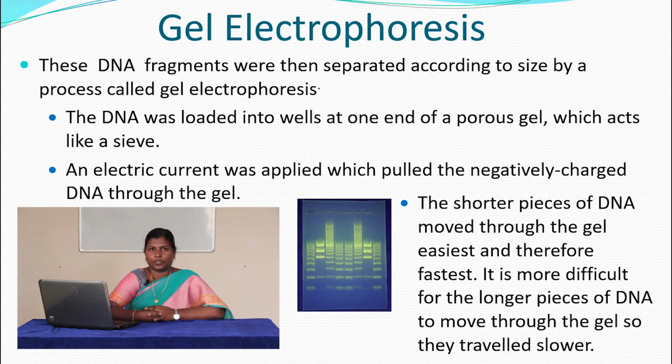What do we do? The DNA is loaded into wells at one end of a porous gel, which acts like a sieve. Second, an electric current is applied, which pulls the negatively charged DNA through the gel. The shorter pieces of DNA move through the gel most easily and therefore fastest. It is more difficult for the longer pieces of DNA to move through the gel, so they travel very slowly.